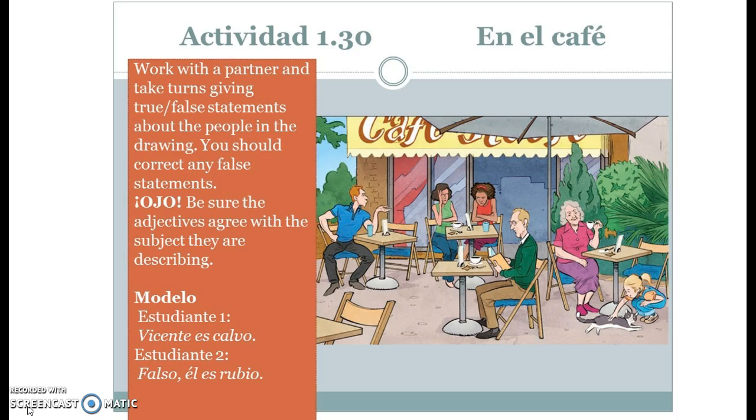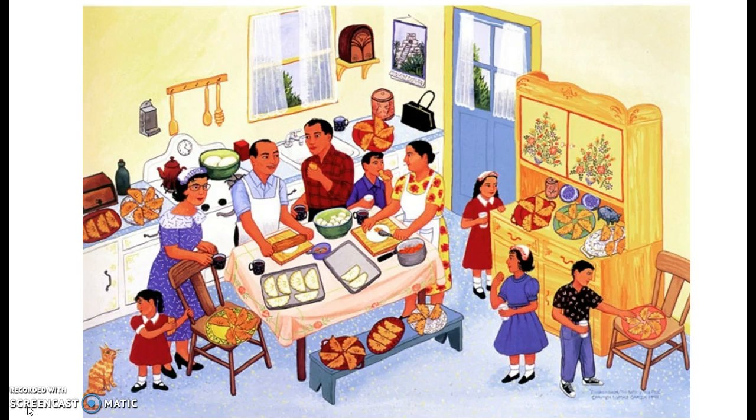Now on your own, find more adjectives in your textbook to describe some of these people. Look at the next picture and describe at least 7 of these people.